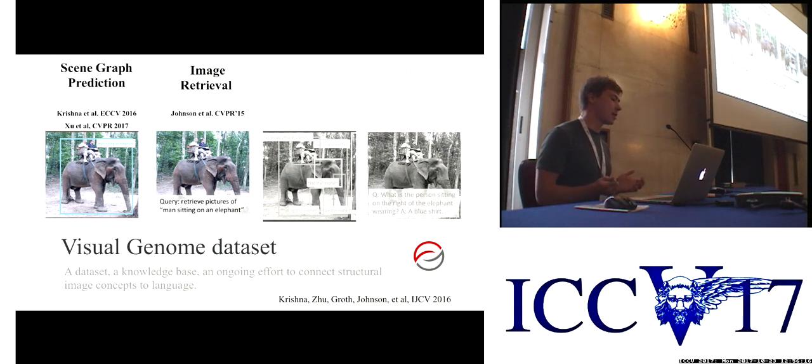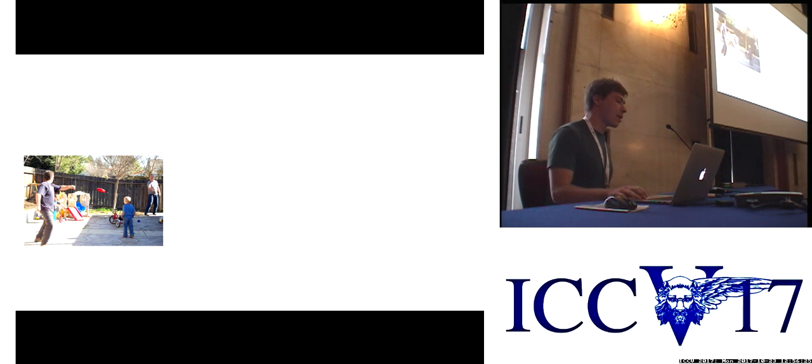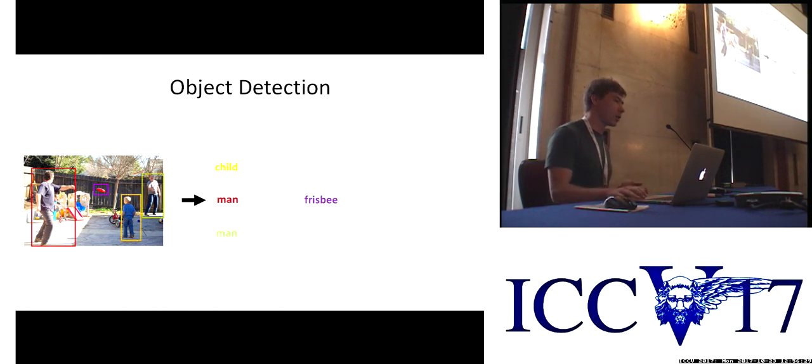And the Visual Genome data set has supported several different interesting things with scene graphs, including scene graph prediction and image retrieval. But let's step back here for a minute and think about what's going on. So if we start with an image and we use something like object detection, then we've gotten all the bounding boxes and object categories that appear in the image. But this is really not the end of the story.